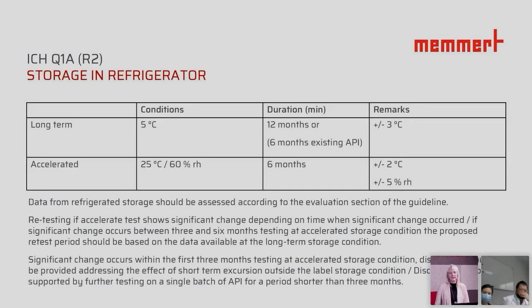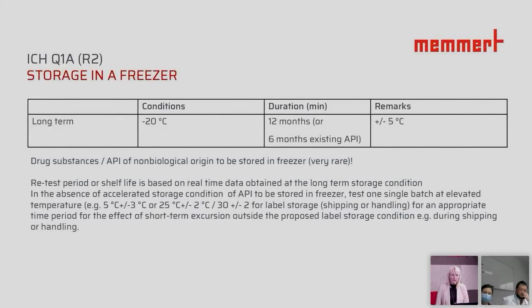Let's go further. There's another chapter. This refers to the storage in a freezer. That is actually very rare. But also here we're talking about the DNA oligonucleotides. Also here testing could be done, and that means when it comes to these products, conditions will be at -20 degrees, with a ±5% limit.